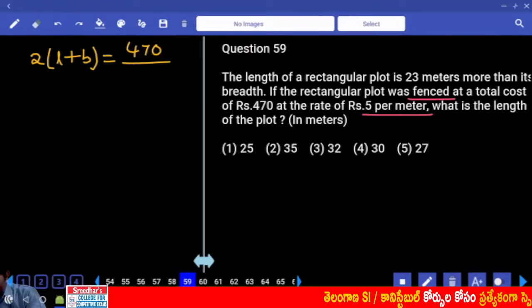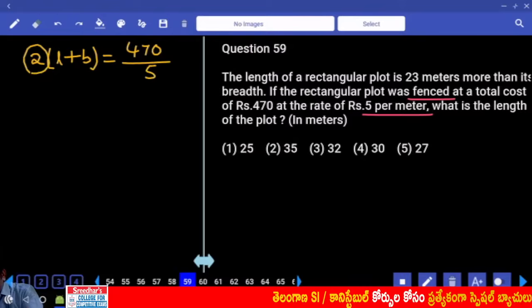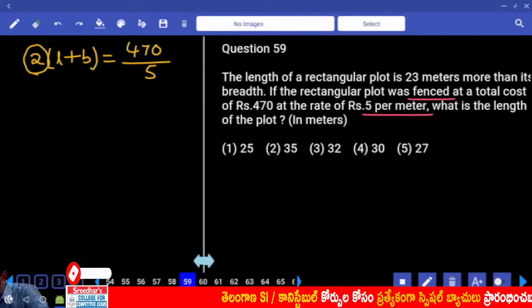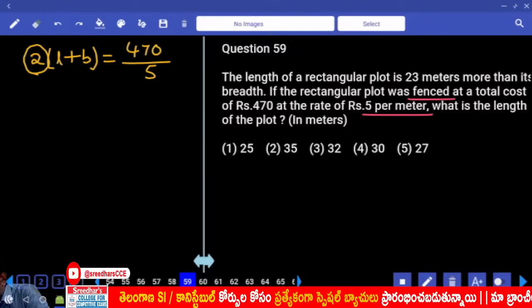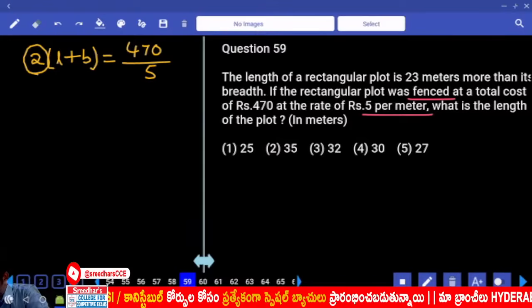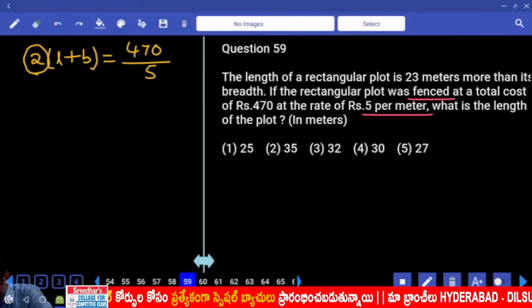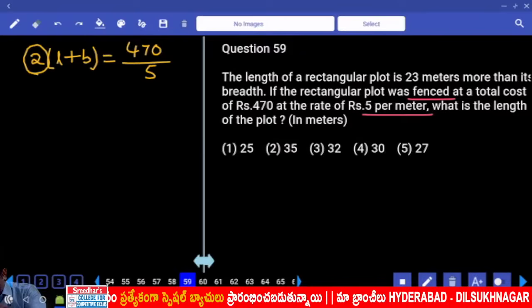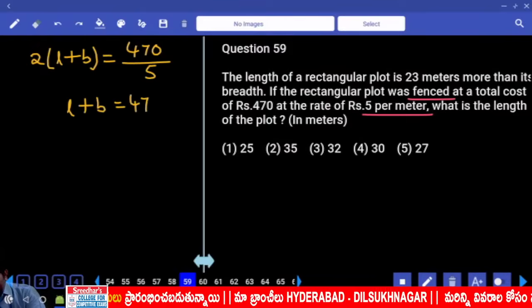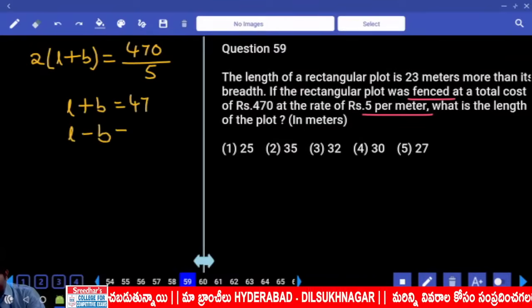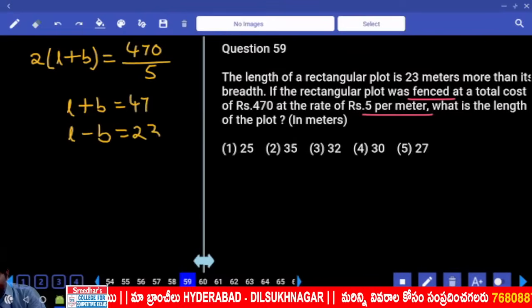How much is cost per meter? If 2 goes to the right hand side, it comes in the denominator. In the right hand side the denominator already has a 0, and if 2 goes, the 0 in the numerator and the 0 in the denominator get cancelled. From this, L plus B can be concluded, and L minus B is given in the first statement as 23.